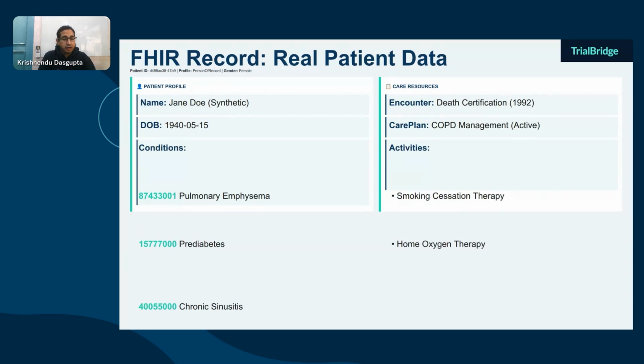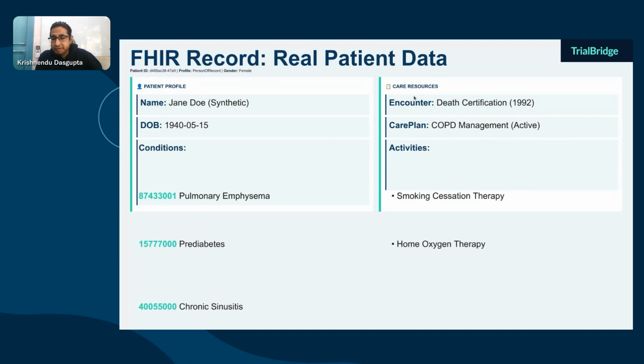I hope everybody is able to see my screen, because I cannot see it; I'm sharing my whole screen. For a FHIR record, we have a patient profile: a patient name, date of birth, condition. These conditions, for example pulmonary emphysema, a respiratory disease, could have codes like SNOMED, MedDRA or ICD codes. These are codes where you map and match patients together.